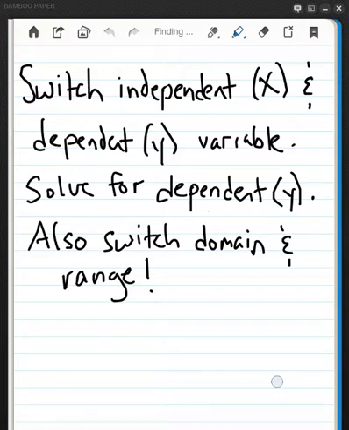Another important thing is that when we find out the domain and range of the initial function, the domain becomes the range of the inverse, and the range becomes the domain of the inverse as well. That's an important step, and we'll see why later.